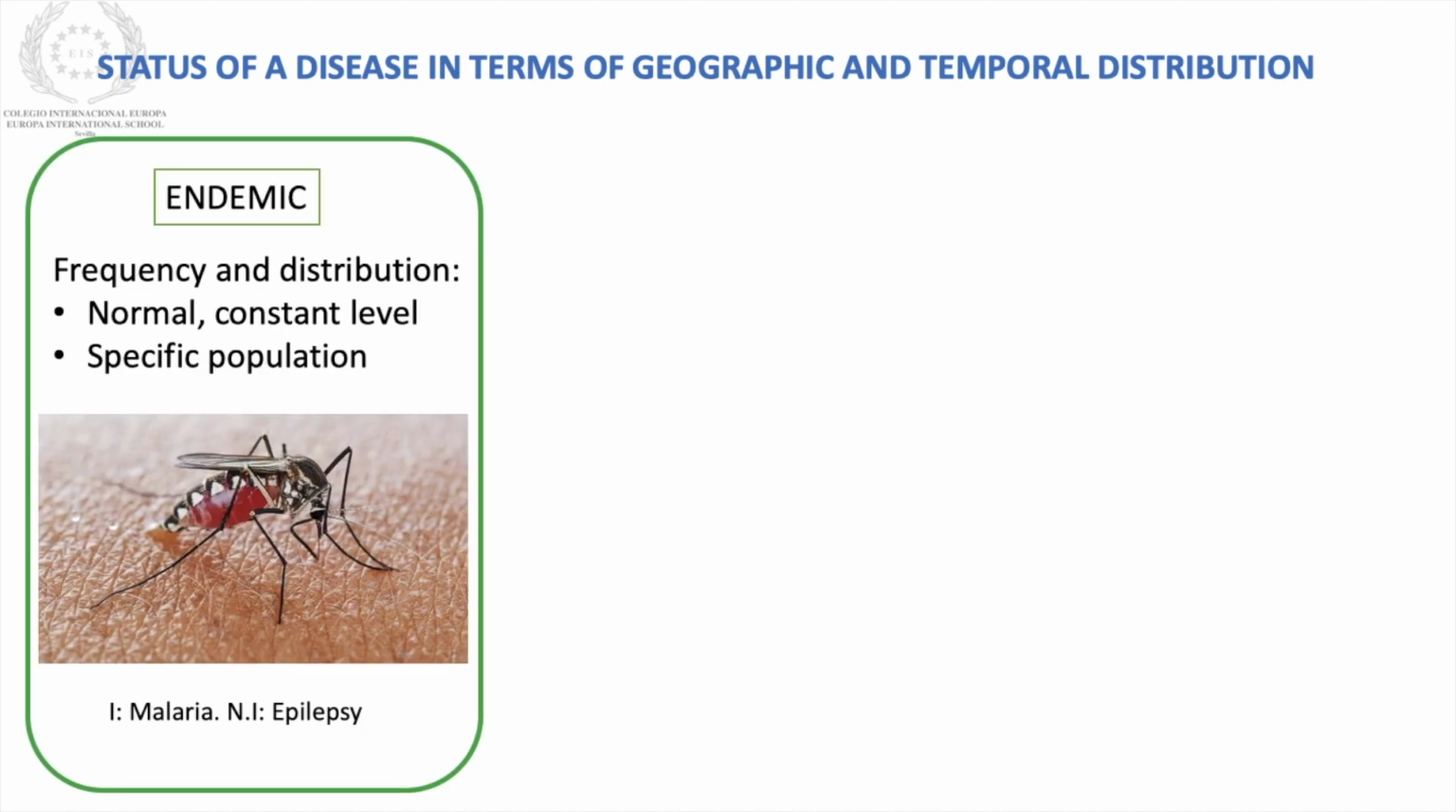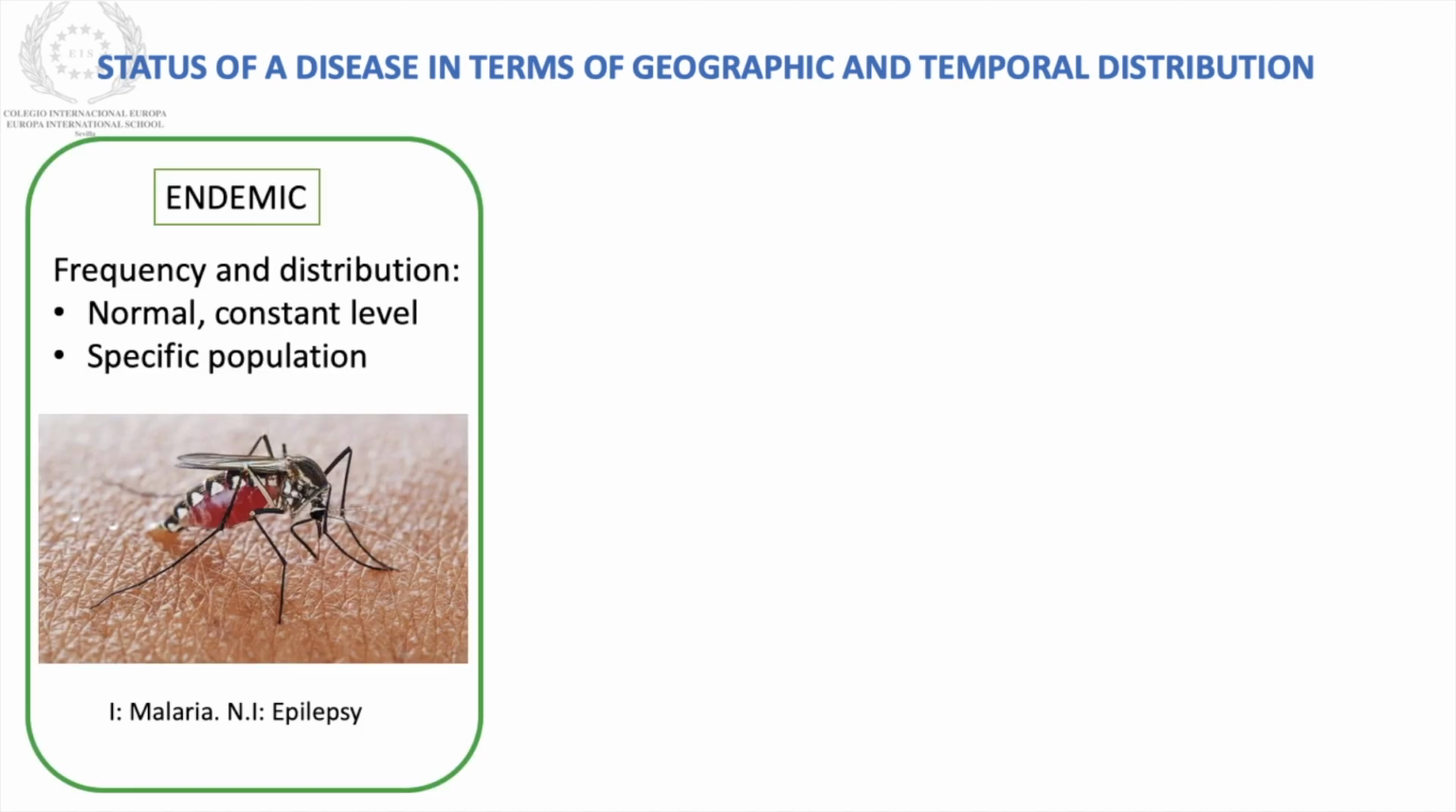Different diseases are spread in different populations, countries, all over the world. So now we're going to study different terms to classify the status of a disease in terms of geographic and temporal distribution. First of all, we have the endemic disease.